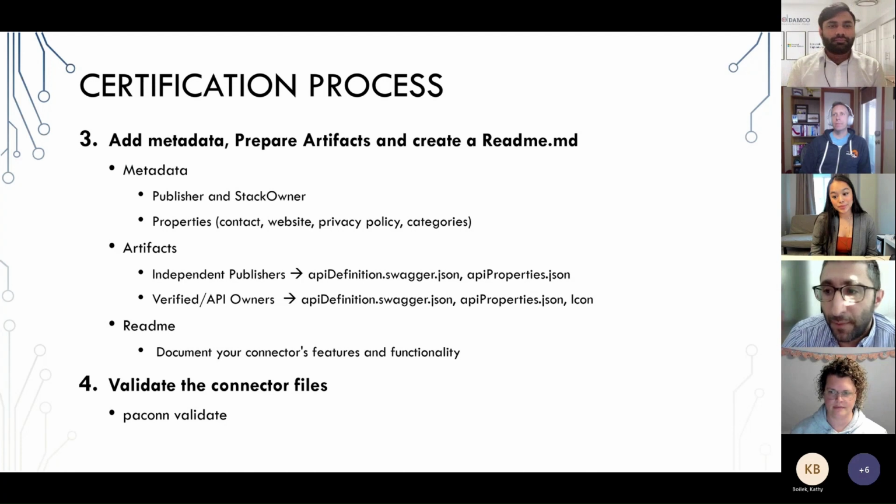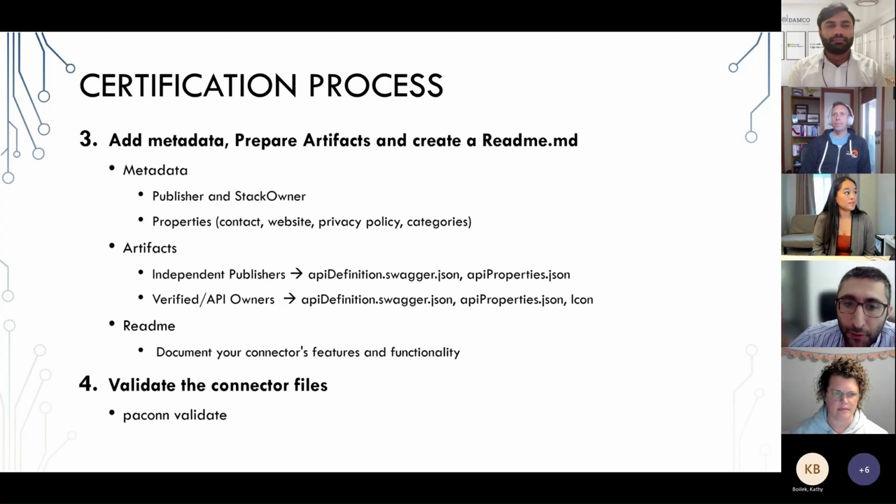In case of a verified publisher, they should be the same because whoever is publishing the connector should be owning the API. And then, for example, some properties like the contact, the website, privacy policy, and what categories the connector is under. And then the artifacts, which will include the API definition for the connector and the API properties.